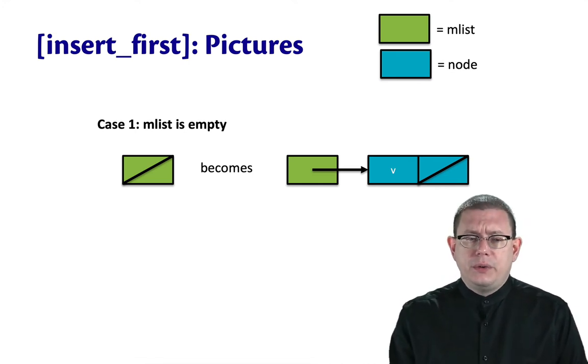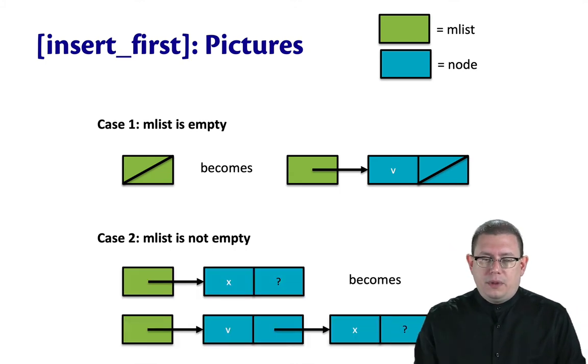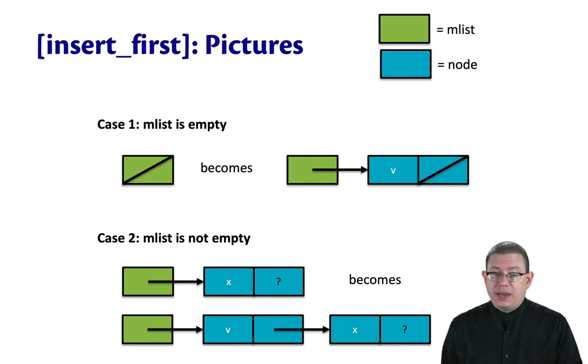There's another case, though, which is what if mlist is not empty? In that case, we do have a first node. It contains some value x. We don't know what that might point to after that. It doesn't really matter. What we want to change the list to be is a new node for the first node containing v, and then install a pointer at that node to what used to be the old first node of the list. Now that I've drawn the pictures, it's much clearer to me how to implement the code.